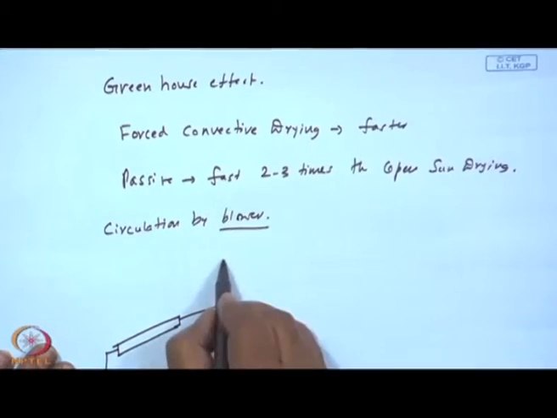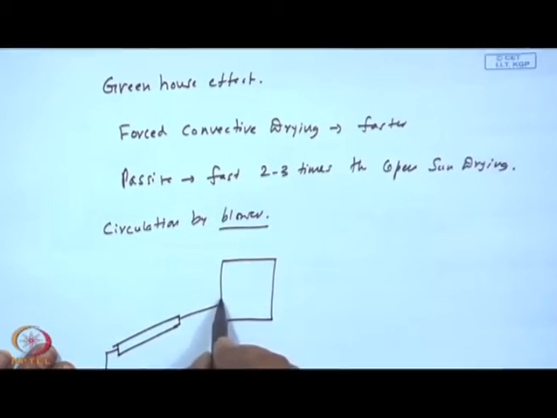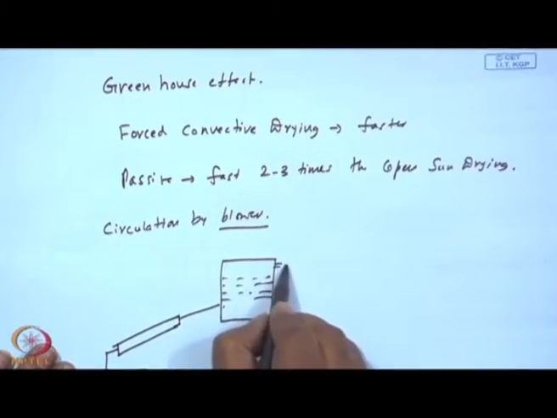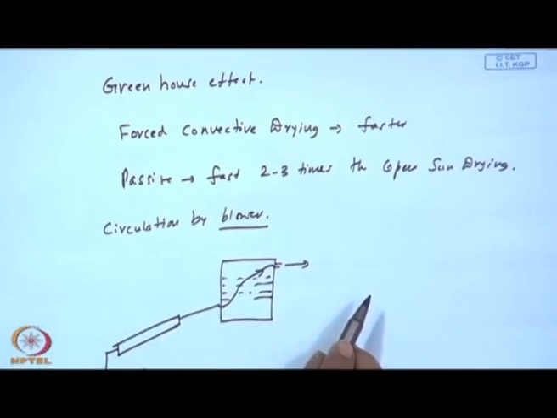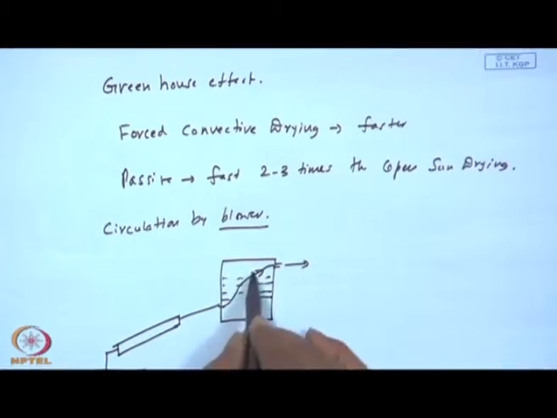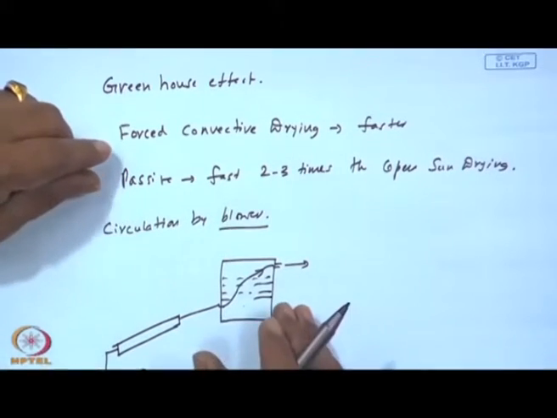This goes to a cabinet dryer, and I may have a number of trays, and the air goes up and goes out. In that process, of course, you can shuffle these trays from bottom to top and top to bottom, so that there is uniform drying at the end of a certain period.